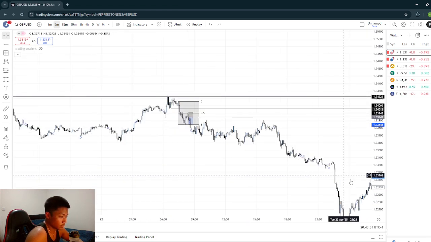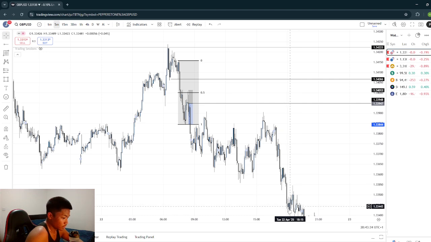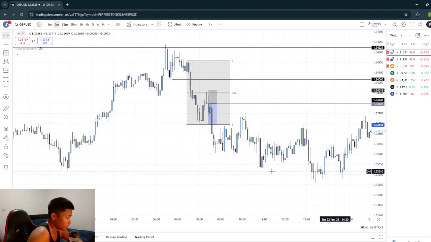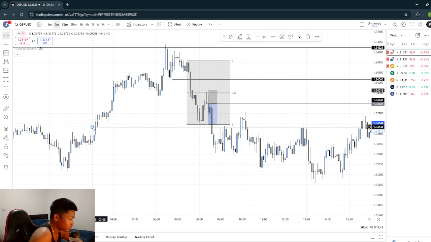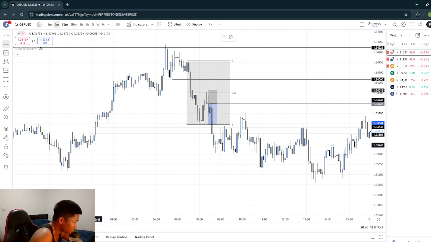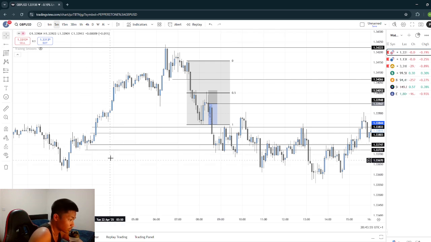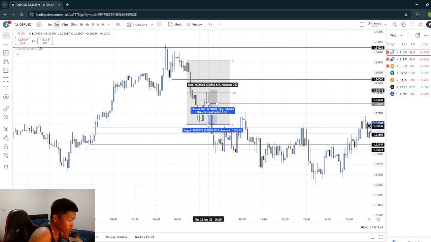So within that, our areas of liquidity will be, we could use this fair value gap here, fair value gap there, the start of the fair value gap, or the end of the fair value gap. We have these lows here, down and up, the 5 minute low. We have this low here, I got swept, so boom, final TP.